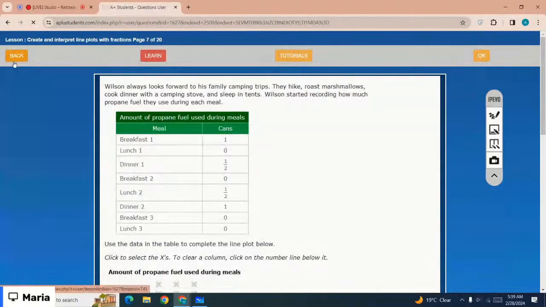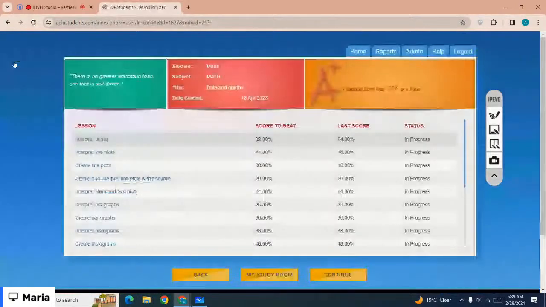So we were working on grade 7 math. The lesson we are working on is data and graphs, and the lessons we have covered today are interpret tables, interpret line plots, create line plots, and create and interpret line plots with fractions, right? So please make sure before the next session you complete all the practice questions for the lessons we did today. That is your homework until the next session, right?